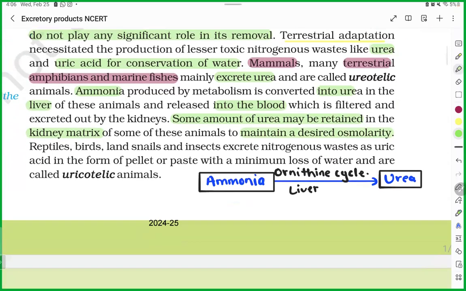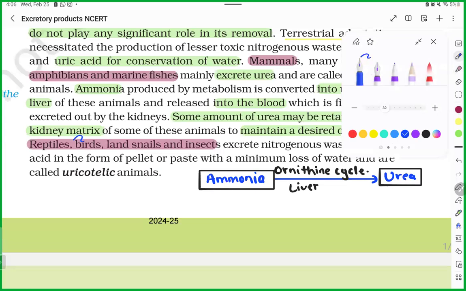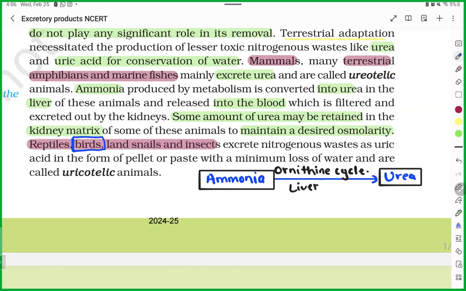Okay. Last, reptile, bird, land snail, insect. Remember, focus on the bird, because in this question we have bird. So reptile, bird, snail, insect, these have nitrogenous waste as uric acid in the form of pellet or paste with minimum water loss, in the case of uricotelic animals.